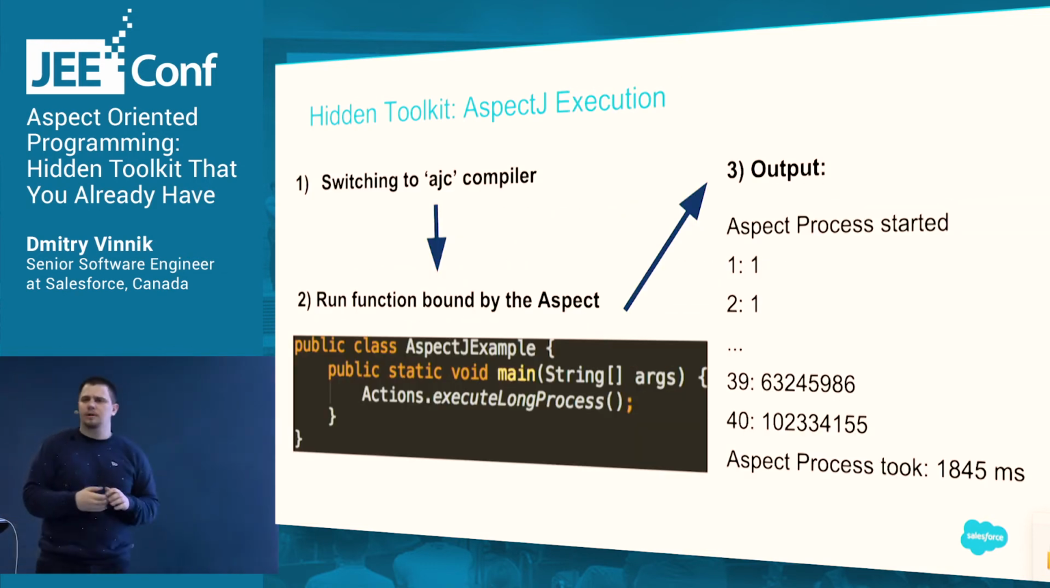And then the last part that is actually quite important is how you even run it. Again, it's a different format from Java, so to actually compile it to binaries, you need to use a different compiler that's managed by the Eclipse Foundation, so you can trust it. It's the AJC compiler. After you switch the compilers, you just run your program and you're good to go.